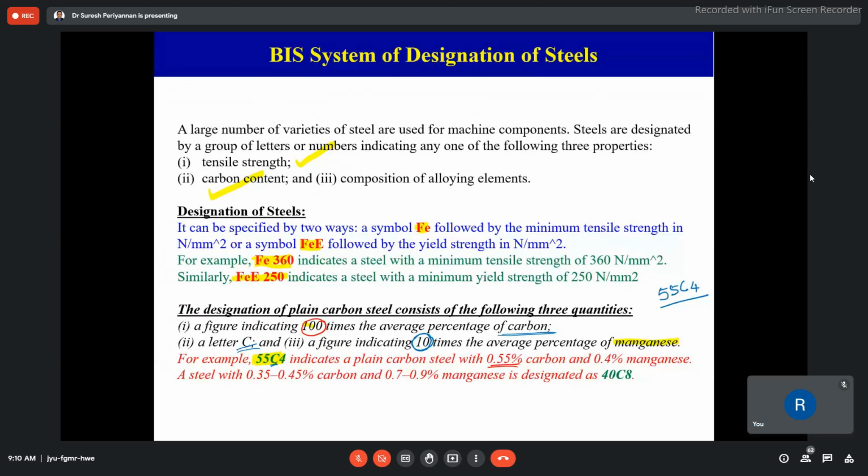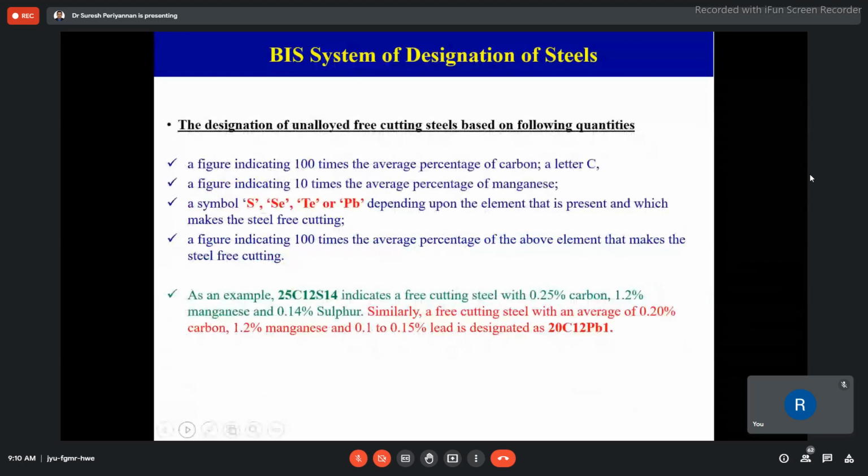Okay. Now, what is this material? Now 40C8. I mean, here I can give the range also. 0.35 to 0.45% carbon and 0.7 to 0.8% manganese, like that. But the average is going to be 0.4% carbon, and the average is going to be 0.8% manganese. But as engineers, we should know this definition. Okay, 40C8 means 0.4% carbon content and 0.8% manganese content. Okay. Now I come to another thing.